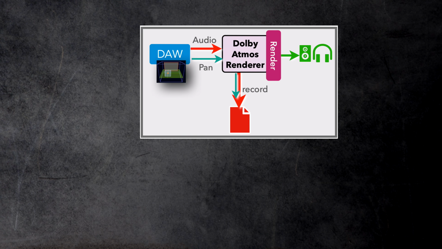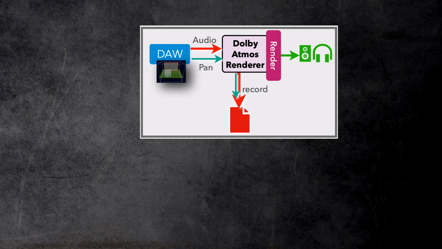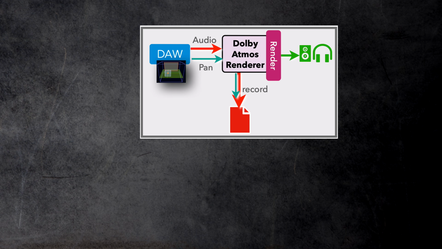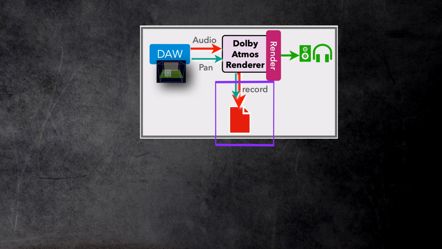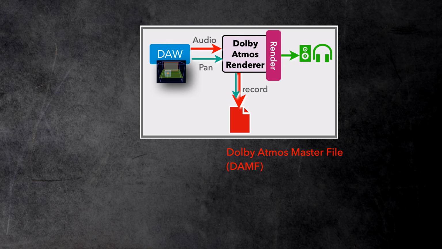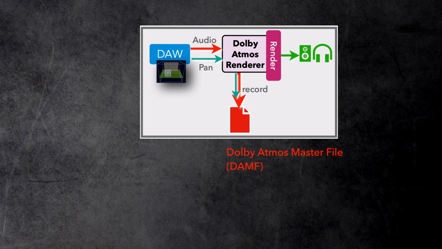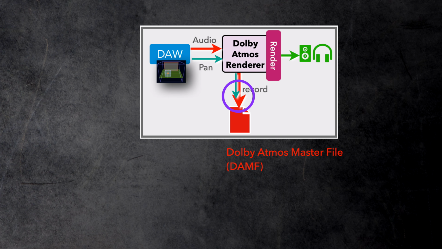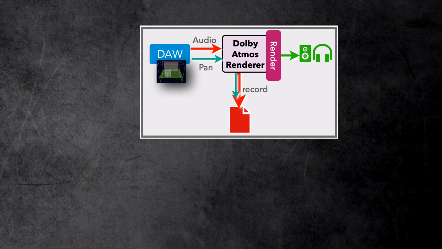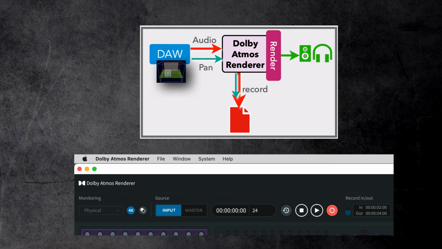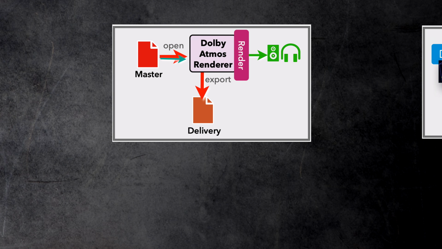And here is another important difference. Once you are done mixing, instead of bouncing the Dolby Atmos mix to a WAV file, you record the Atmos mix to a special Dolby Atmos master file that still keeps the 128 audio signals and the panning information separate. It functions similar to a tape machine that has 128 channels that you can record on, record over, punching in and out, or extend your final recording if necessary.